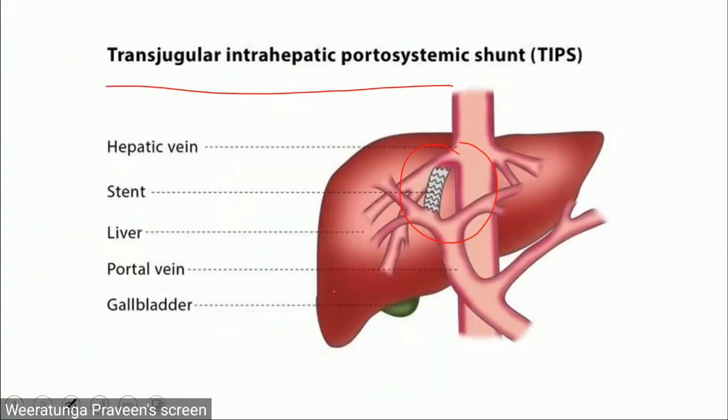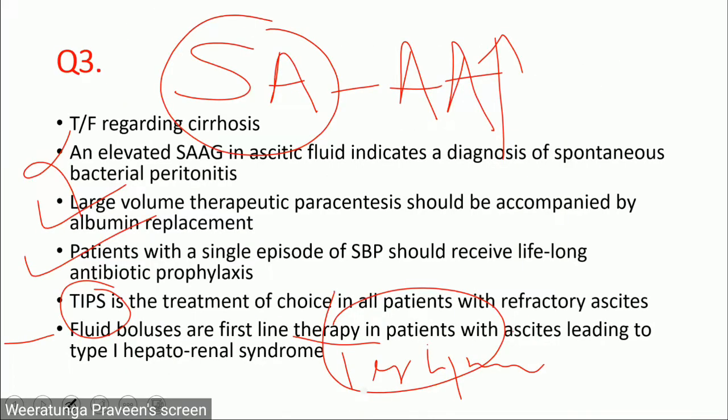Excuse me, sir. In a patient with SBP and significant ascites, can we still go ahead with therapeutic paracentesis? Yeah, you can do it, but of course, you have to be very careful, because if you take a lot of fluid out, they can get encephalopathic. So you have to be very careful. All these things go together.